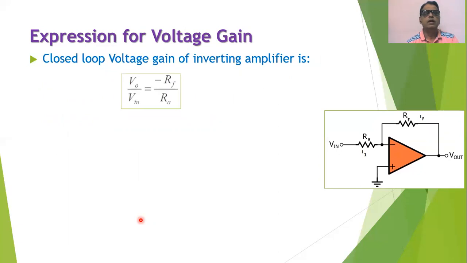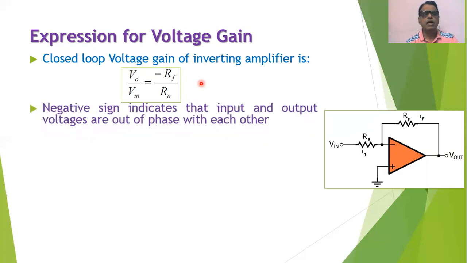So the closed loop gain of the inverting amplifier can be written as VO divided by V in is equal to minus RF divided by RA. Observe that in this equation we get a negative sign, and this negative sign indicates that the input voltage and output voltage are out of phase with each other.